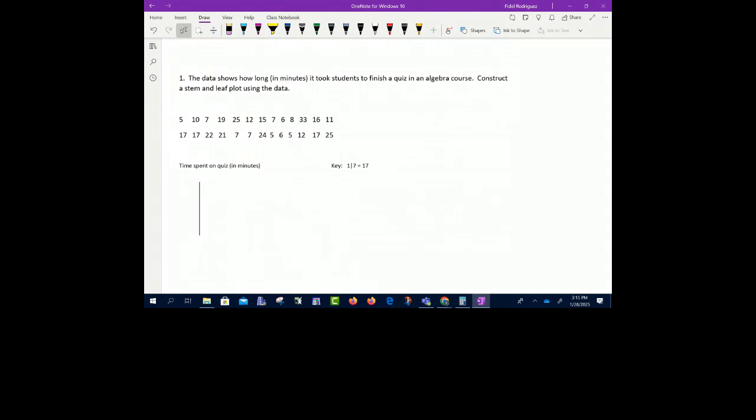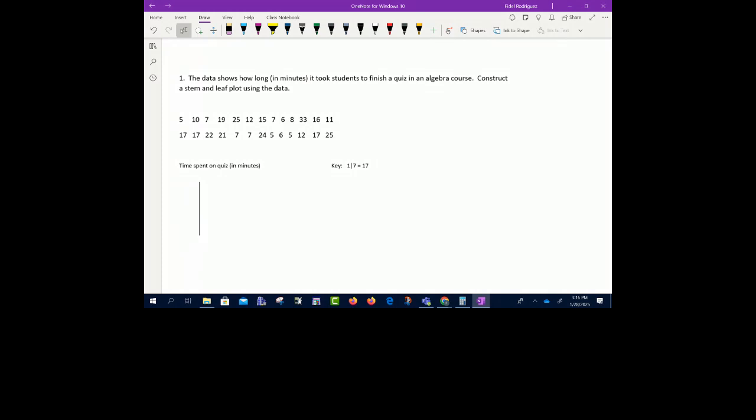This problem says this data shows how long in minutes it took students to finish a quiz in an algebra class. We're going to construct a stem and leaf plot using the data. A stem and leaf plot is just a way of organizing the information. Looking at the range, the shortest time was 5 minutes, and the longest was 33. We're going to put the single digits, then everybody in the teens, then the 20s, and then the 30s.